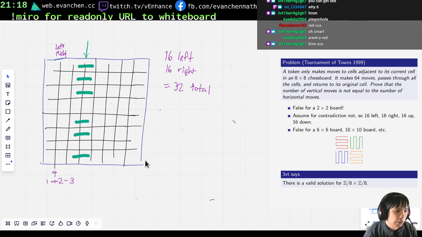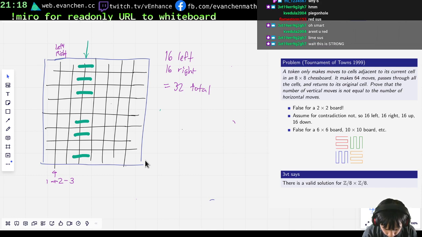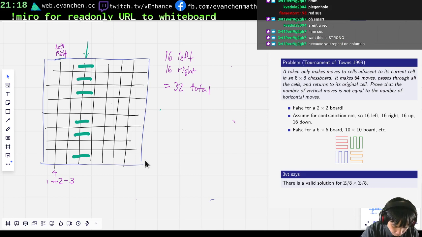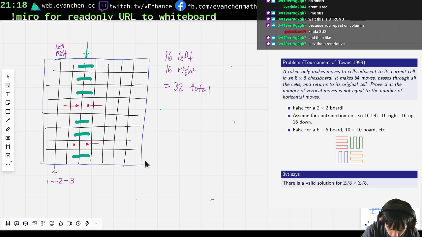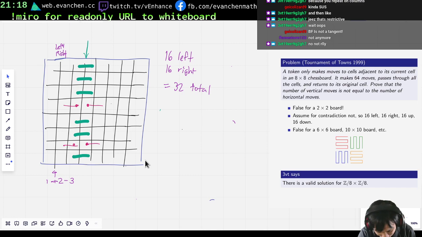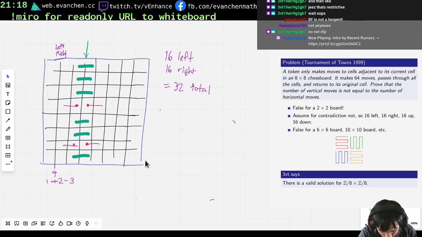I don't know if this is good. This feels like it's using the fact that 8 is small. So it's kind of sus. But whatever, I'll take it. So one possibility is that these points are the ones of interest, right? They have to do that. This doesn't feel good. What am I gonna do? It's not enough to force anything.